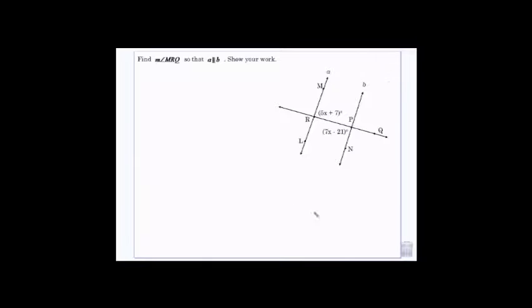Okay, we have problems like this where we have to find the x that will force these two lines to be parallel. So I want A to be parallel to B. So I'm looking at this angle and this angle. These are alternate interior angles, so I want them to be equal to each other. I need them to be congruent, so I'm going to set them equal to each other.